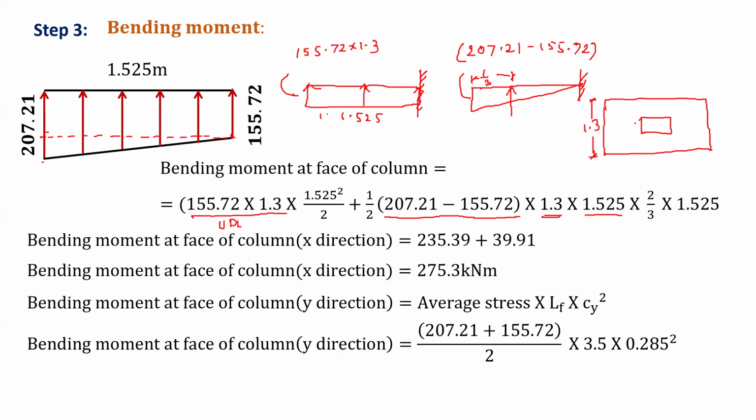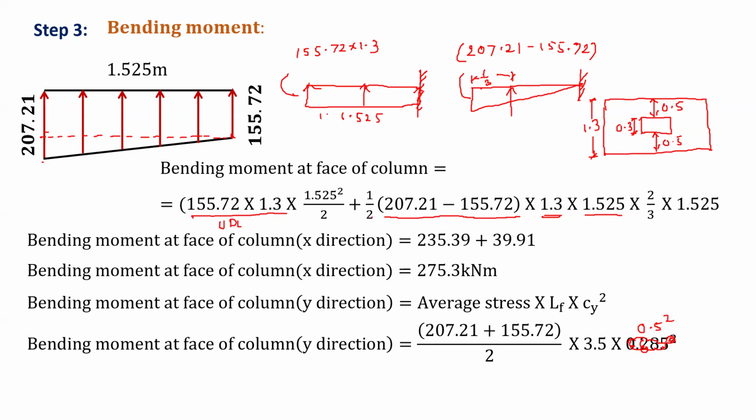And then we have this as 0.3. And then we have cy square. So we have 1.3 minus 0.3, and then this will be 0.5. And we have this also 0.5. So that is a mistake over here. So we have actually this will be 0.5 square. That is bending moment at face of the column.